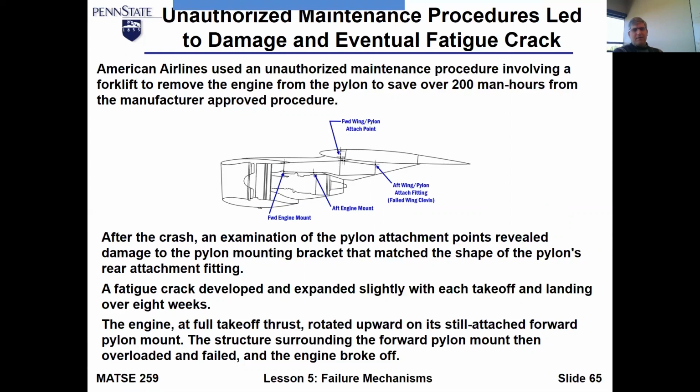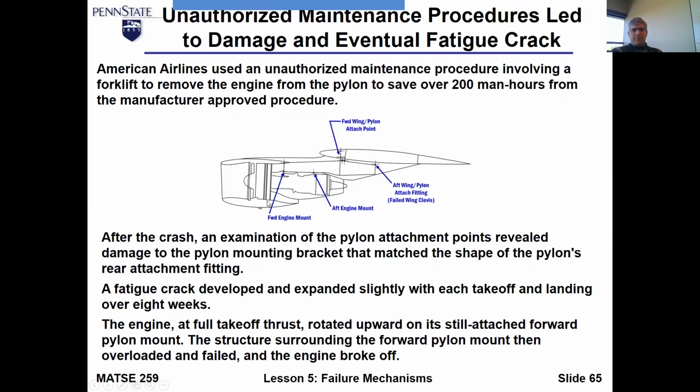What they wanted to do was hold the engine in place, and in this case, they used a forklift to hold it. United Airlines flew a number of these aircraft as well, and they did not like the maintenance procedure. They took a little different approach, which ended up not causing the type of damage that we saw in the American Airlines flights, where they actually strapped and used an overhead crane to hold the engine in place.